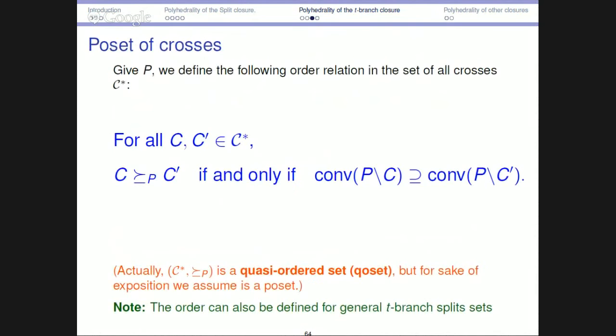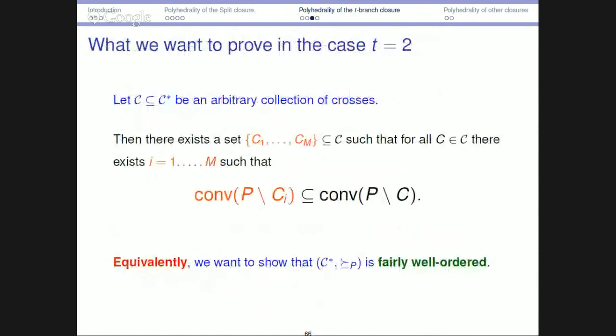So given these two definitions, our result is stated as follows. For every set of crosses, we want to find a finite set of dominating crosses that dominate any other. In other words, we want to show that this order is finitely well ordered. So every arbitrary set has a finite dominating subset. So this is what we want to show, in this partially ordered set terminology.